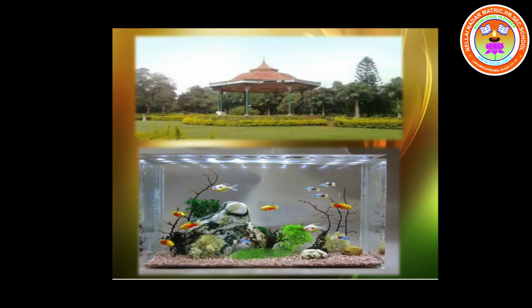Next is artificial ecosystem. Artificial ecosystems are created and maintained by humans. They have some of the characteristics of natural ecosystems. They are much simpler than the natural ecosystem. These can again be classified into two types. One is terrestrial ecosystem, such as gardens, paddy field, etc. Or aquatic ecosystem, example, fish tank.